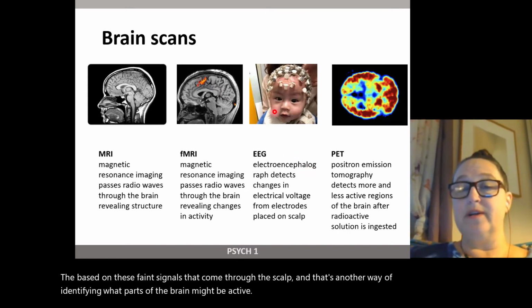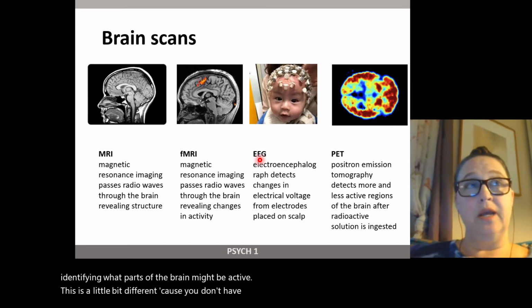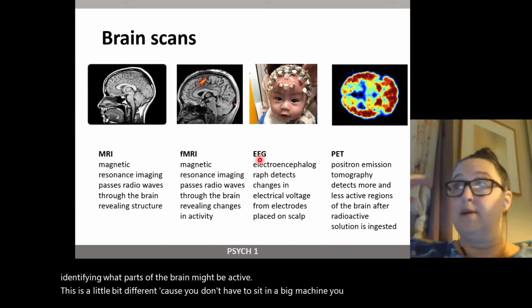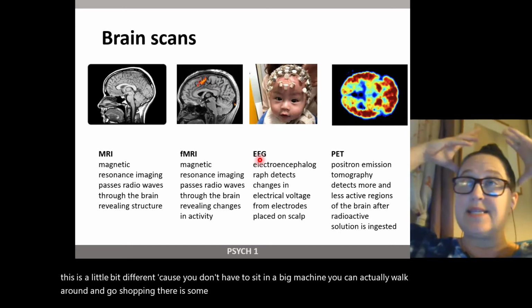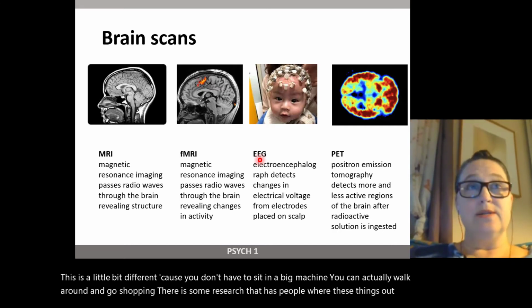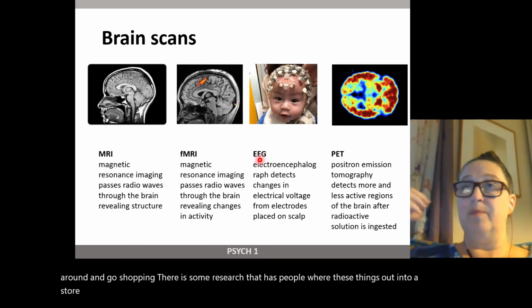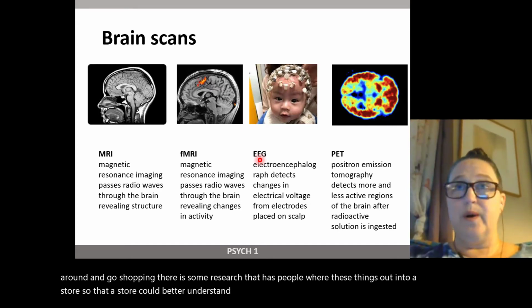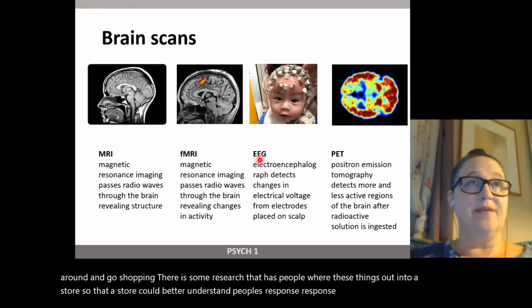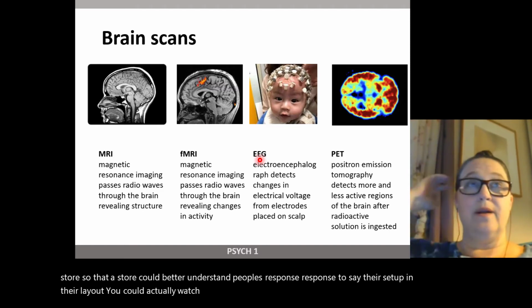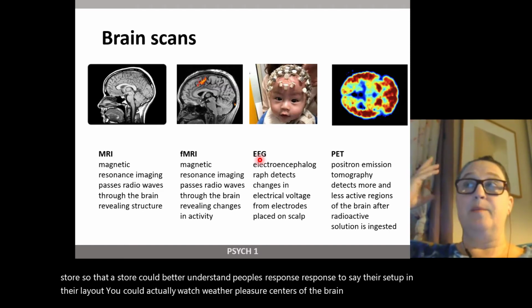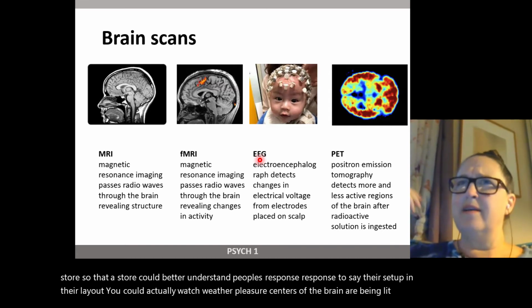This is a little bit different because you don't have to sit in a big machine. You can actually walk around and go shopping. There is some research that has people wear these things out into a store so that a store could better understand people's response to, say, their setup and their layout. You could actually watch whether pleasure centers of the brain are being lit up or whether the negative aspects are being more lit up.